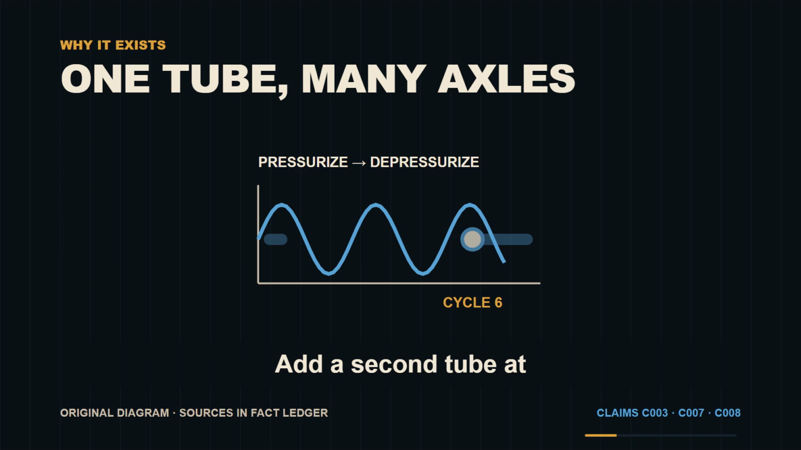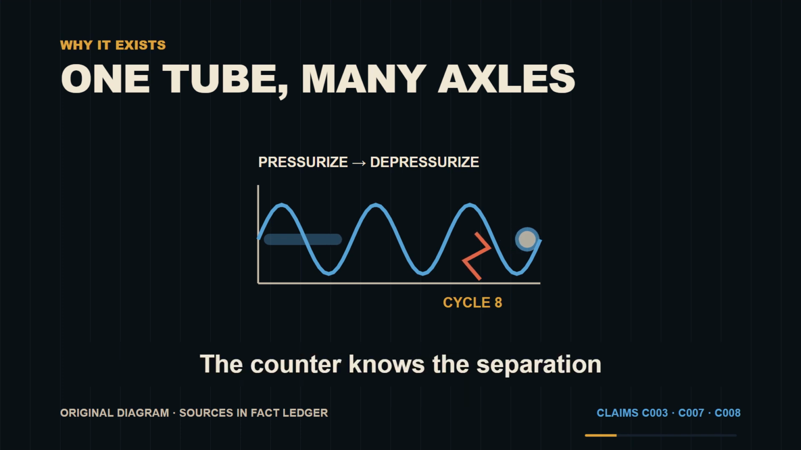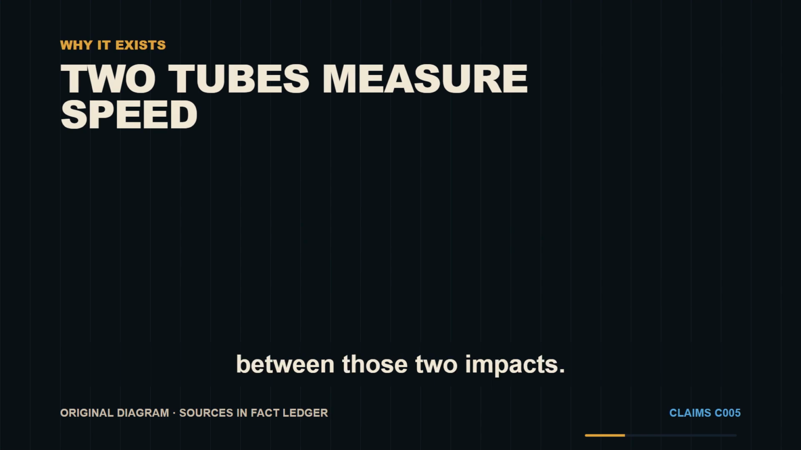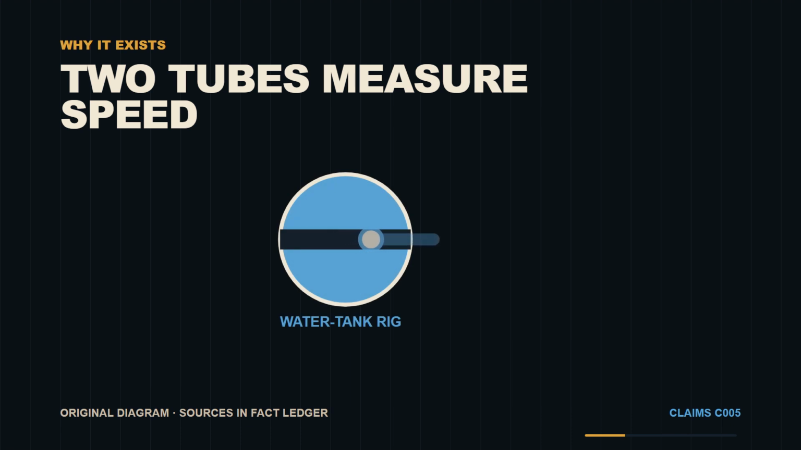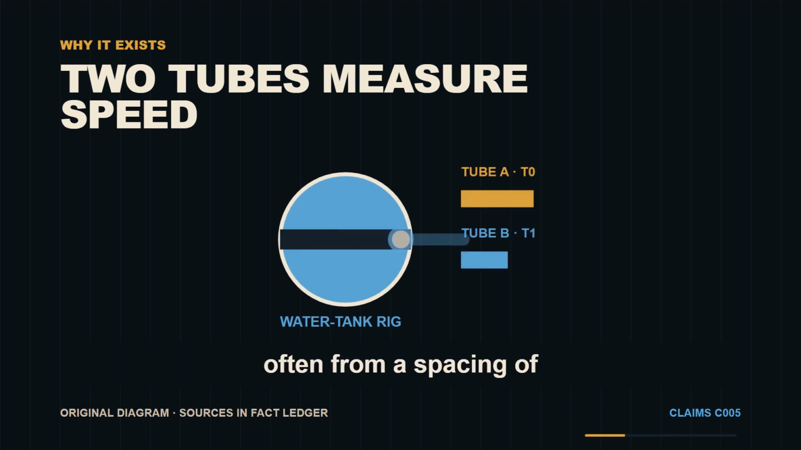Add a second tube at a measured distance, and the same front axle strikes tube A, then tube B. The counter knows the separation and records the time gap between those two impacts. Distance divided by time becomes speed, often from a spacing of roughly 1 meter in a standard survey.